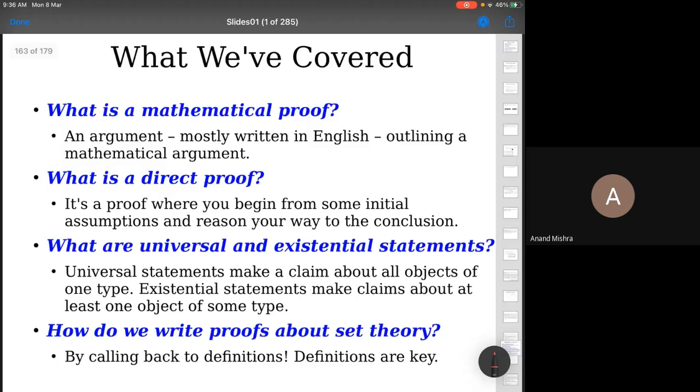So, so far what we have seen is what is mathematical proof, what is direct proof, some examples of direct proof, and then some of these inverse, null, and existential statements, and how do you prove in such cases. How do we write proofs about set theories? We have seen some of these examples.